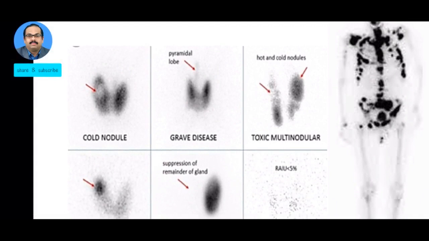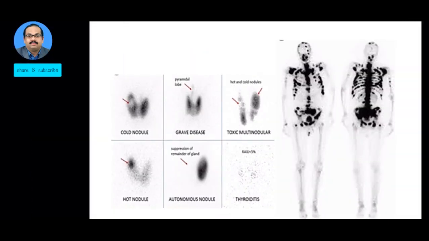In toxic multinodular goiter, only one or two nodules are functioning, the rest are suppressed. In the hot nodule or the toxic nodule, that particular nodule is dark and the rest of the gland is suppressed. Similarly for the autonomous nodule. In thyroiditis, similarly, the entire gland is showing decreased function. This is during the phase where thyroiditis is already advanced. On the right side, you have a picture showing multiple dark spots. This suggests a metastatic disease.